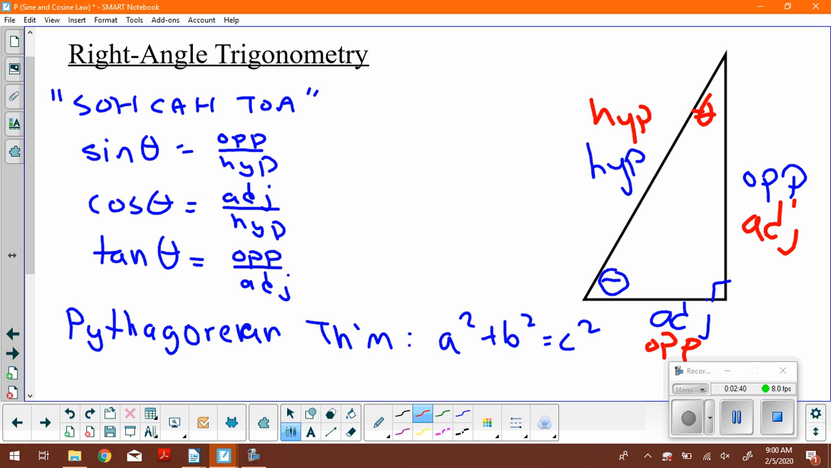The other rule that we like to use in right angle triangles is the Pythagorean theorem, which is a squared plus b squared equals c squared. Again, I'm going to move on to the next thing. This might be a good place to pause for a second if people need to copy.